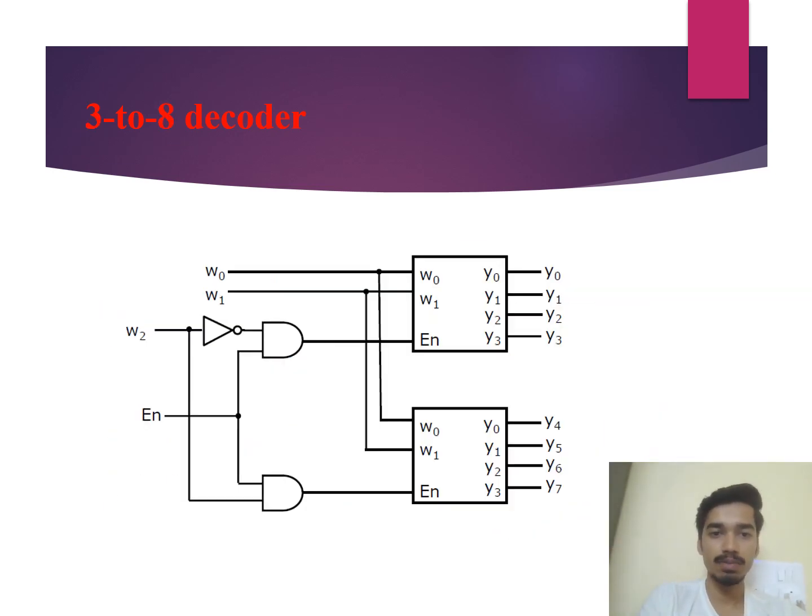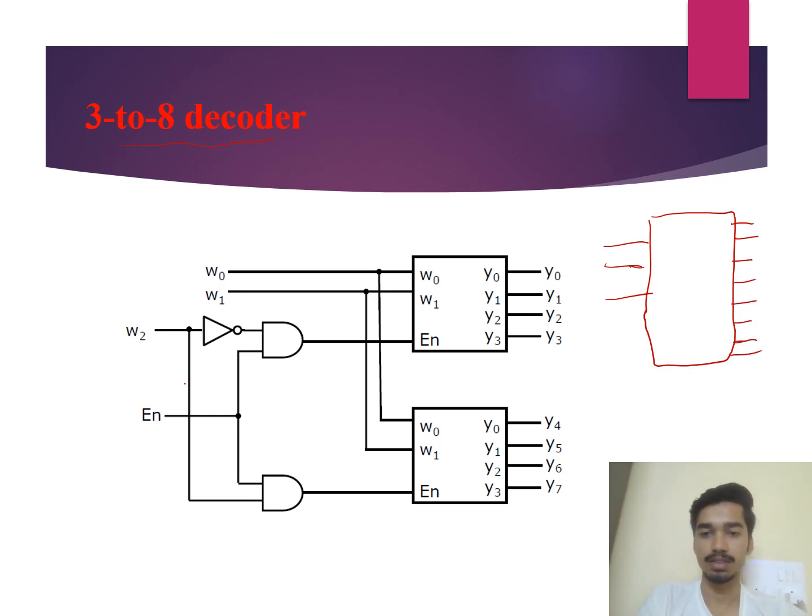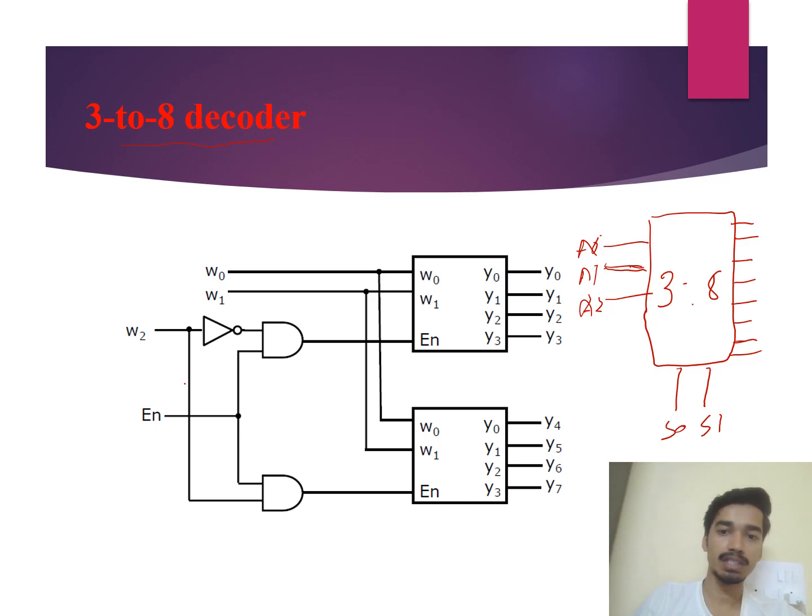So coming to the next type, we have the 3 is to 8 decoder. That is, we have 3 input lines and 8 output lines. So these 3 input lines we are representing with A0, A1 and A2, and we'll have 2 select lines for the 3 is to 8 decoder. Coming to the next slide, we'll see the truth table and other things.